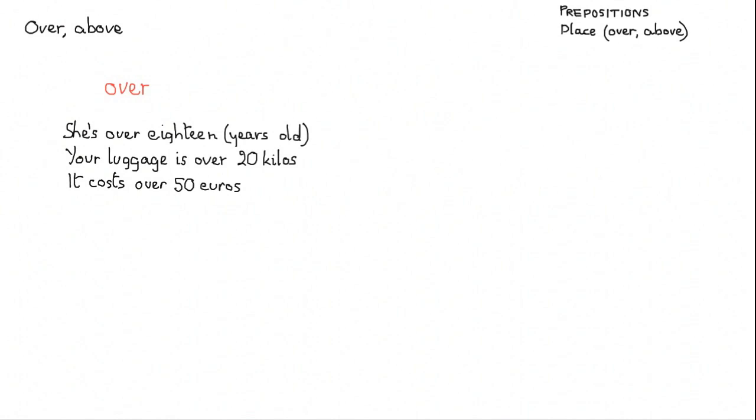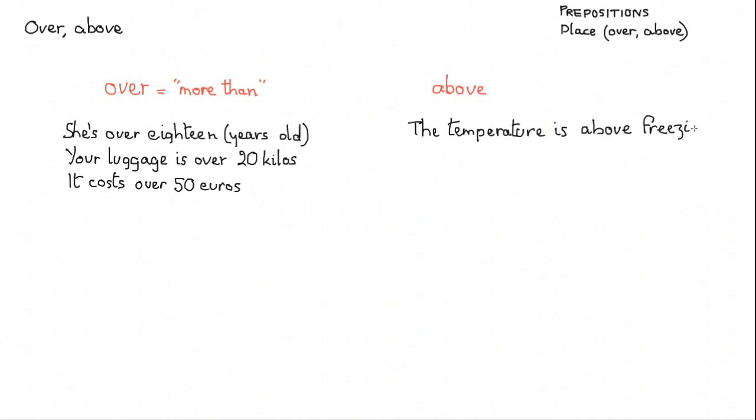And what do these 3 examples of over have in common? I think they have in common more than, and I'm just writing more than up the top here. Now on the right I'll put above. Here we go, above. And here's my first example. The temperature is above freezing, above freezing.